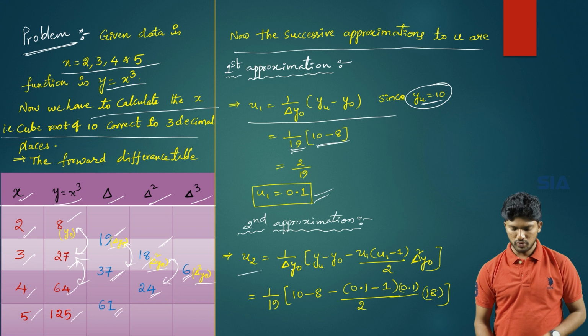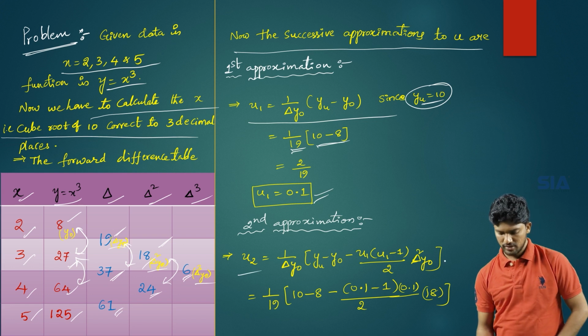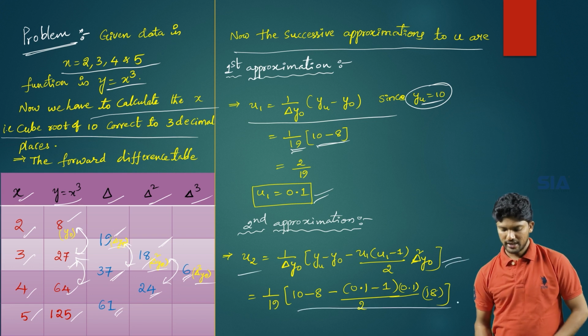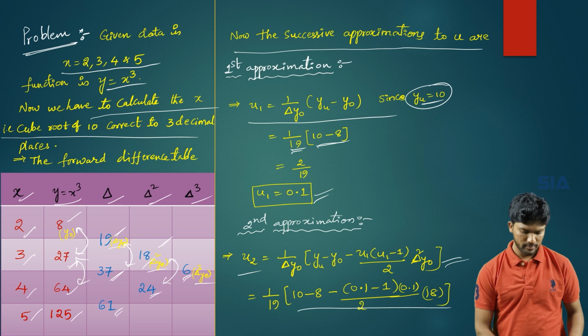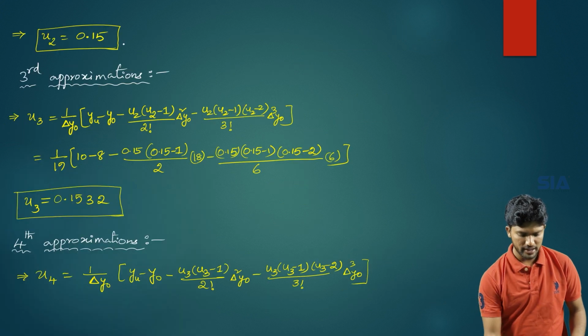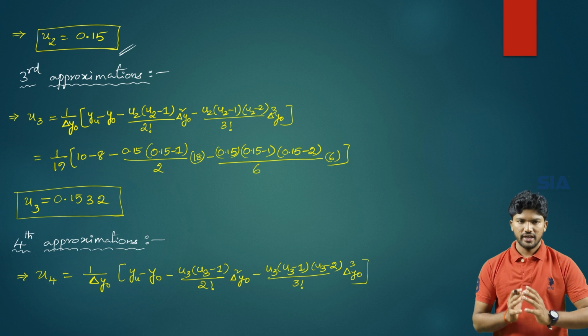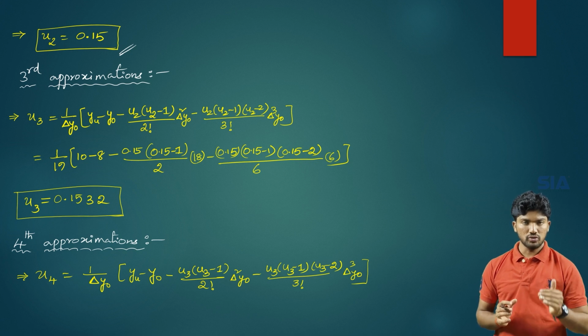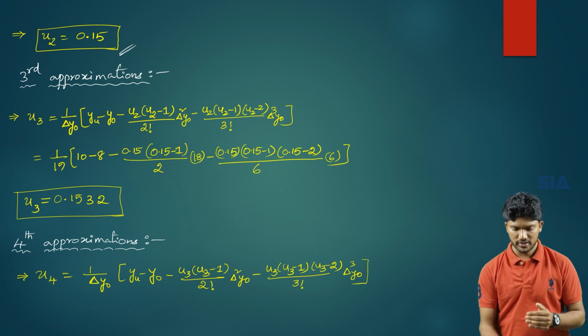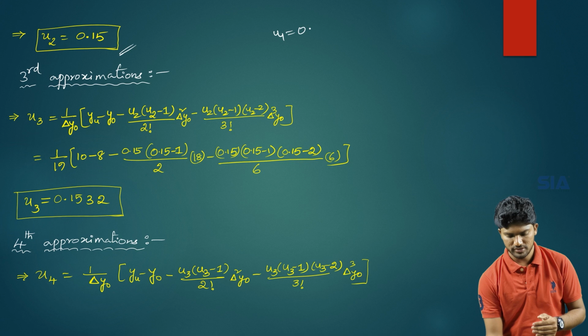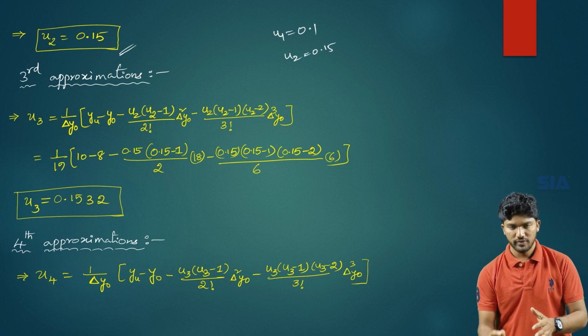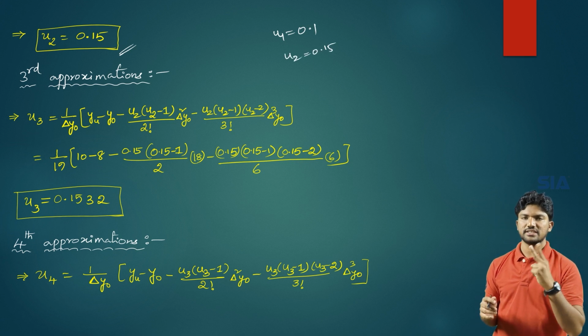Second approximation, u suffix 2 is equal to, this is the formula. Substitute all the corresponding values from the given table and simplify them. You will get u suffix 2 as 0.15. Next, for the third approximation, you have to do this process. First we got u suffix 1 is equal to 0.1, next u suffix 2 is equal to 0.15. We have to continue until two successive values are equal.